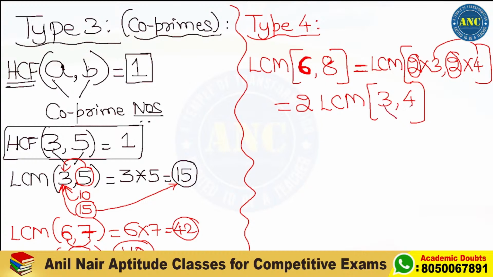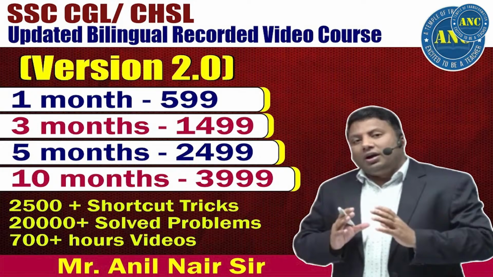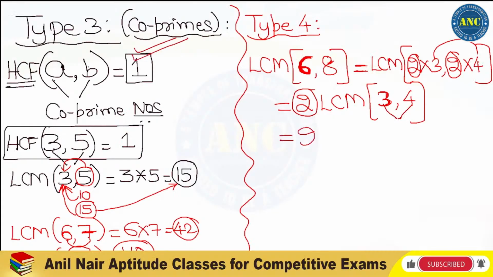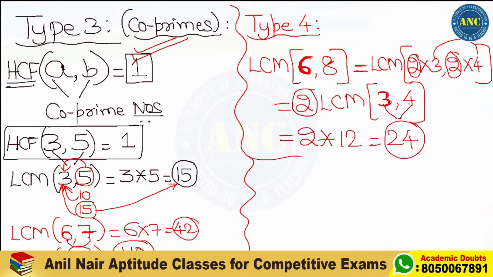LCM of 3 comma 4. Always remember, whenever you take the HCF outside, the remaining things inside the bracket will always be co-prime to each other. And what is the LCM of co-prime? We have already discussed it in type 3. So it is 2 multiplied with 3 into 4 is 12. Answer is 24. I hope you are getting the logic.